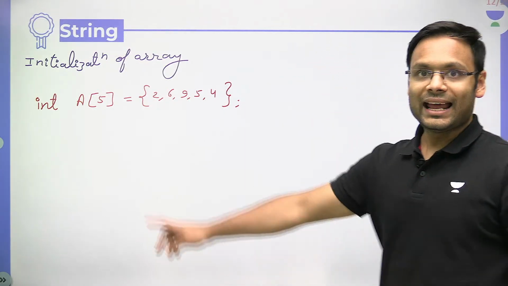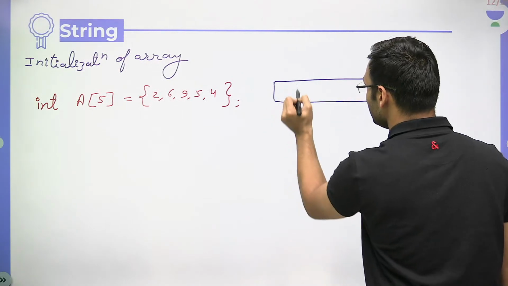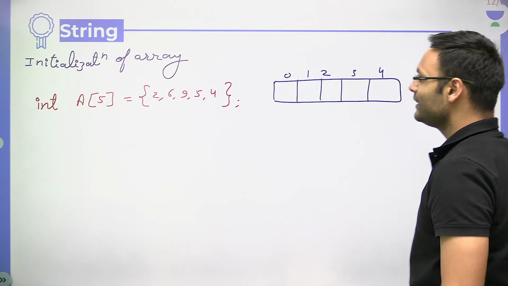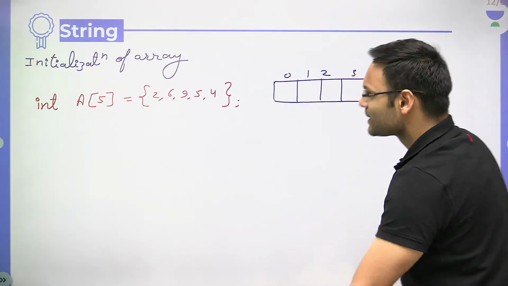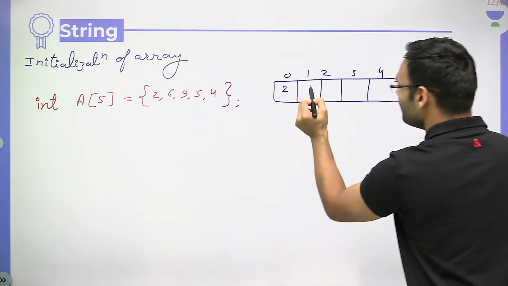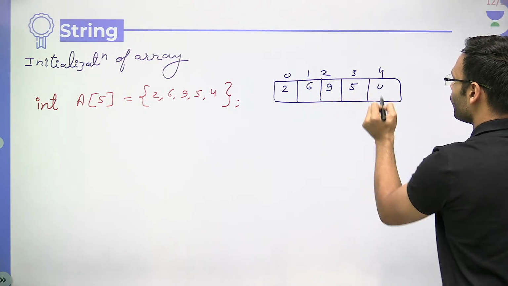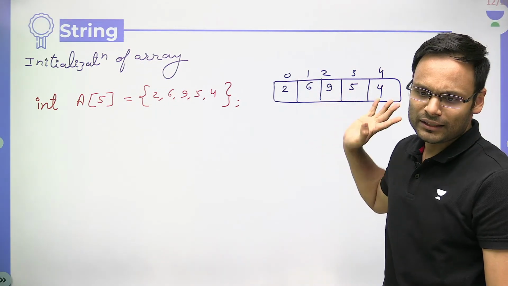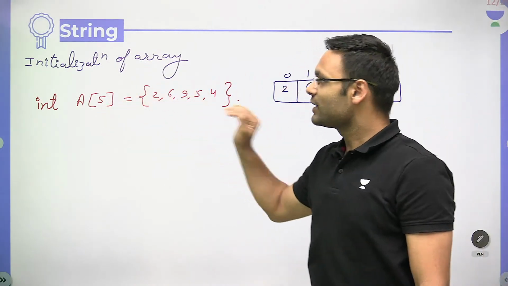What happens? An array is created on the index 0, 1, 2, 3, 4. These will be the indexes you will be having in the array. Size 5, array index starts from 0. Now the first element will be 2. The second element, index number 1, will have 6, then 9, 5 and 4. So if you access A of 2, you will access the value 9. So this is what array initialization is.